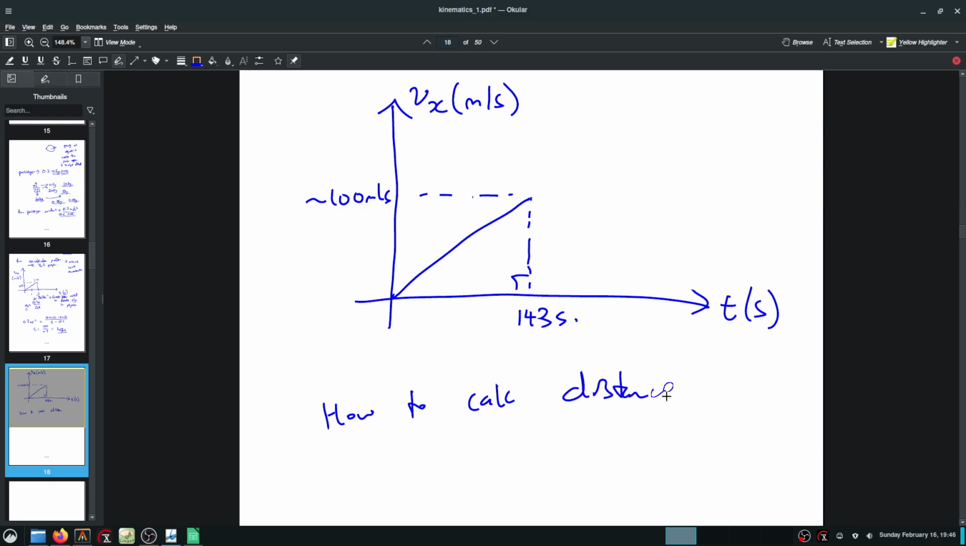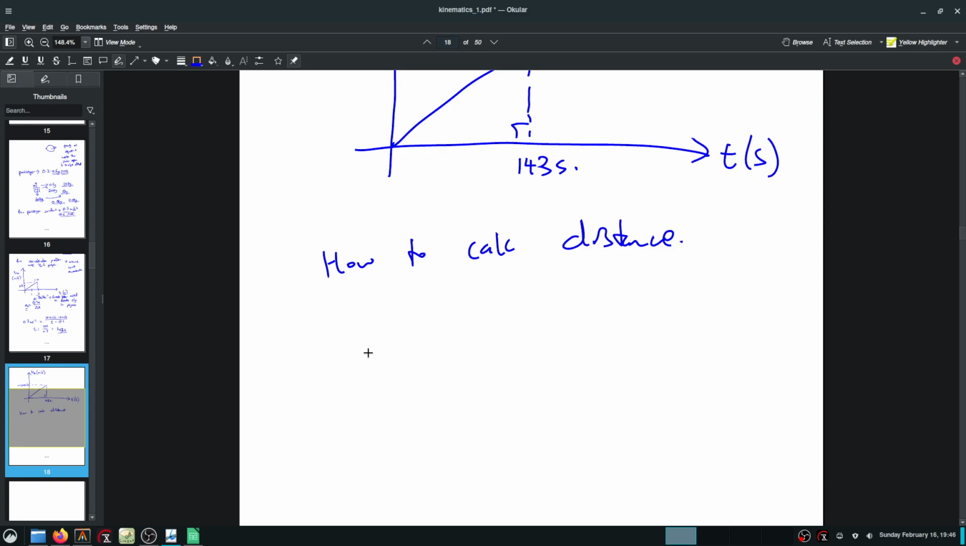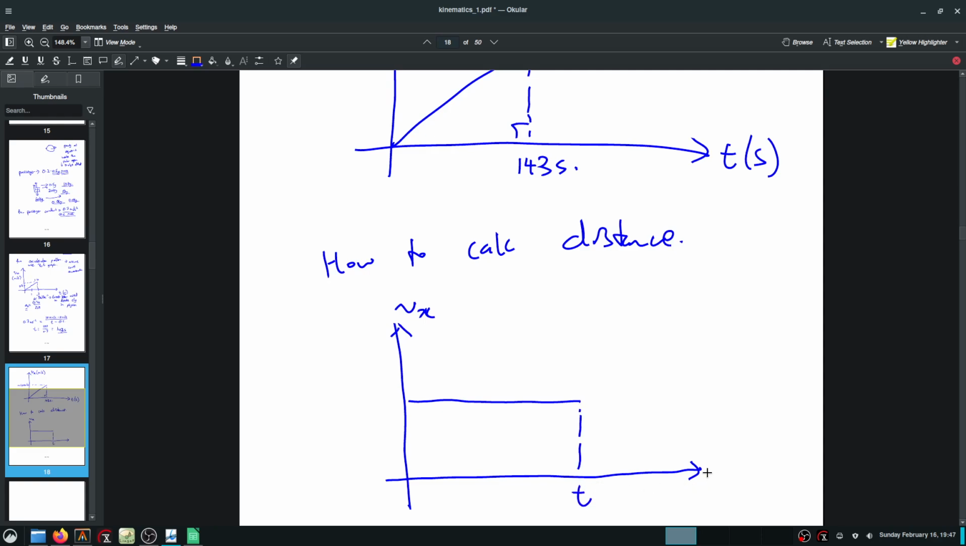For constant speed it's actually quite straightforward. Before we do the complicated case, we do the simple case first. Let's say we have constant speed. This is the time taken, let me call this t1, time in seconds, and this is the x component of velocity in meters per second. The distance sx equals vx times t, velocity times time.